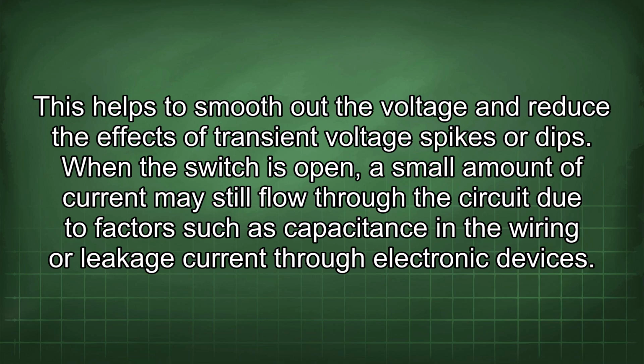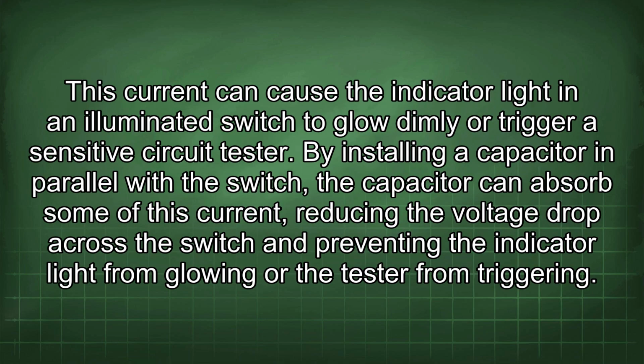When the switch is open, a small amount of current may still flow through the circuit due to factors such as capacitance in the wiring or leakage current through electronic devices. This current can cause the indicator light in an illuminated switch to glow dimly or trigger a sensitive circuit tester. By installing a capacitor in parallel with the switch, the capacitor can absorb some of this current, reducing the voltage drop across the switch and preventing the indicator light from glowing or the tester from triggering.